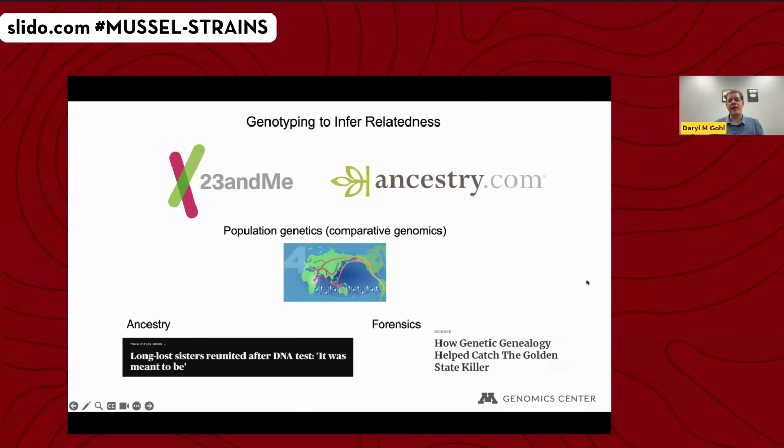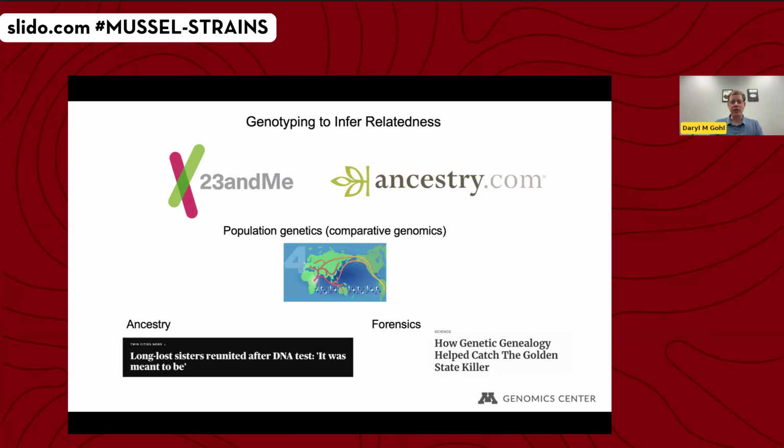So what is genotyping? So I'm sure people here have heard of services like 23andMe and Ancestry.com. These are companies where you can send them a sample of your saliva, and they'll characterize a large number of genetic markers throughout your DNA. And then that information can be used for a variety of purposes. So one of which is tracking ancestry or understanding sort of what geographical regions your DNA is most associated with.